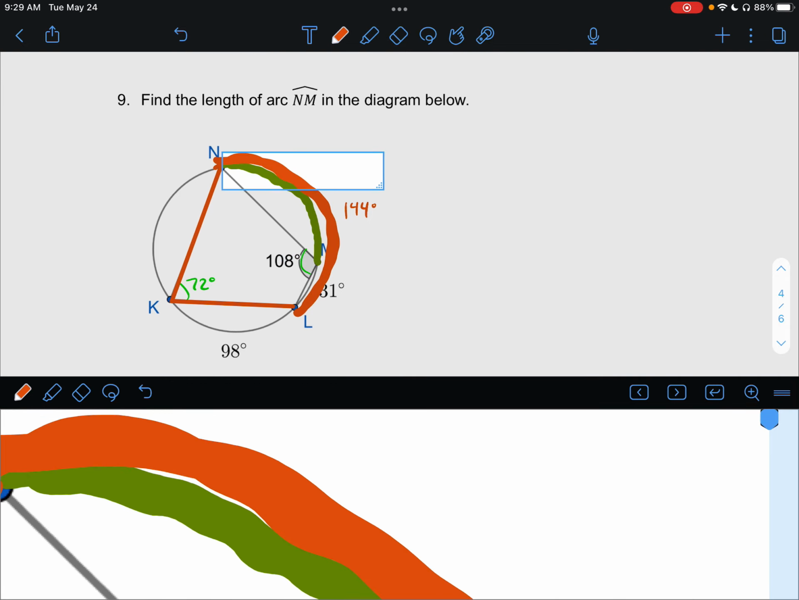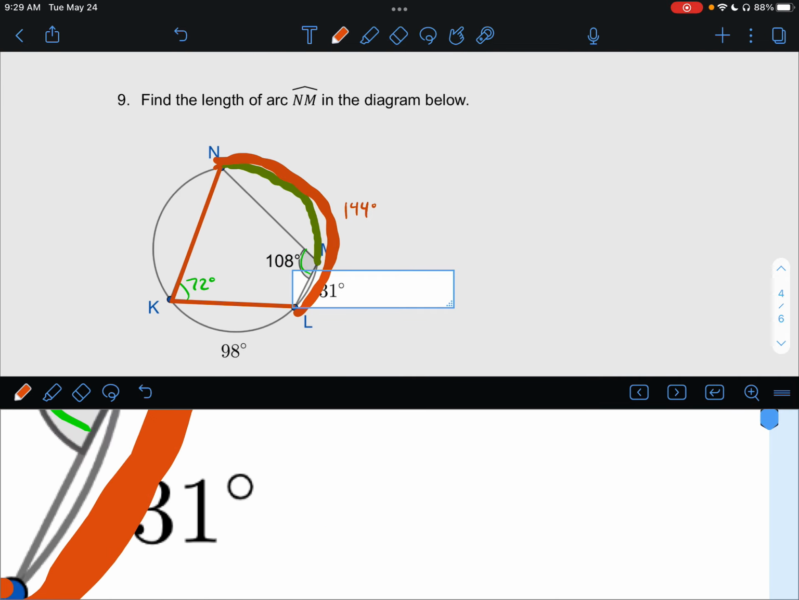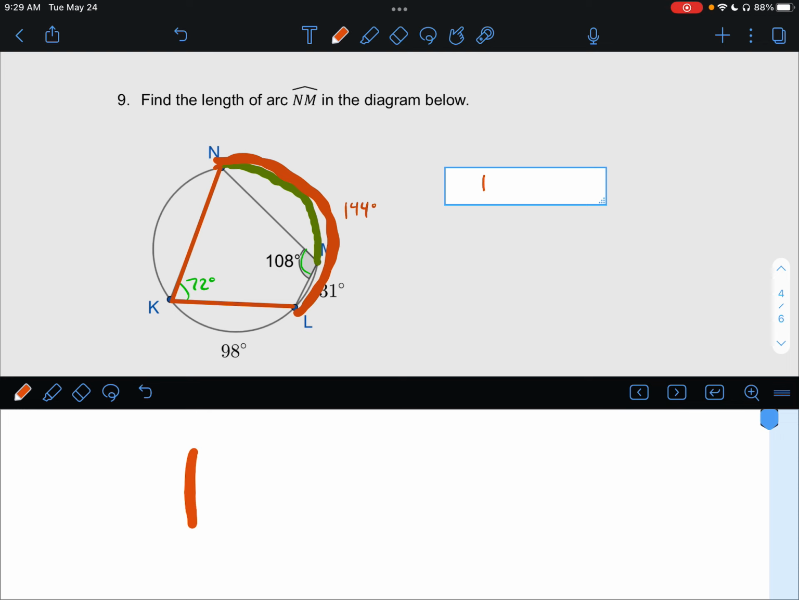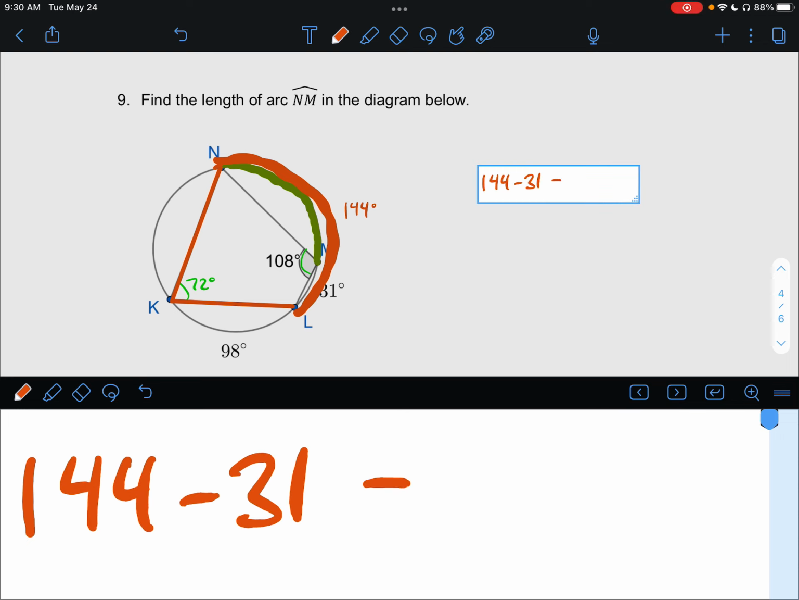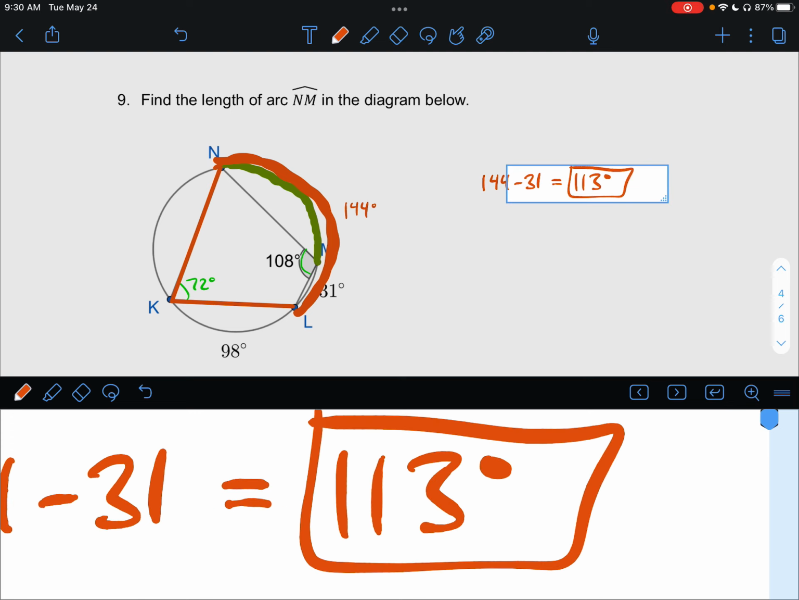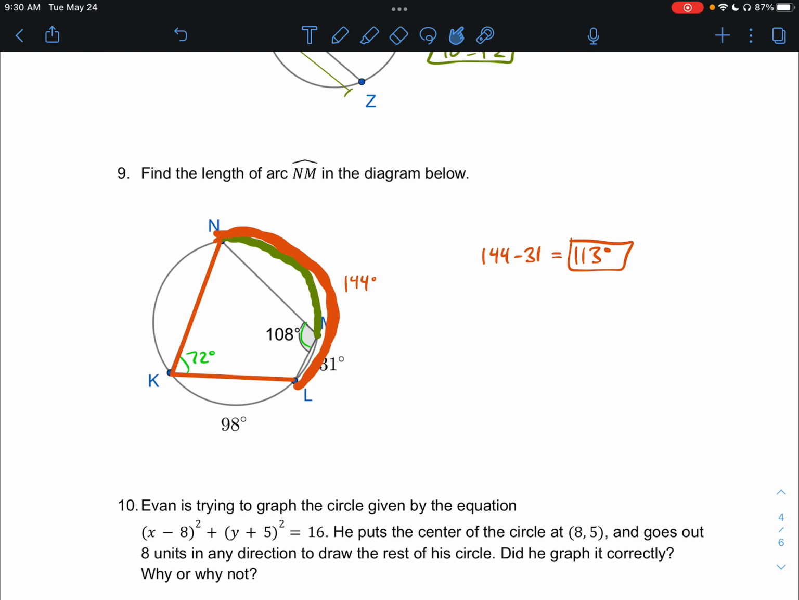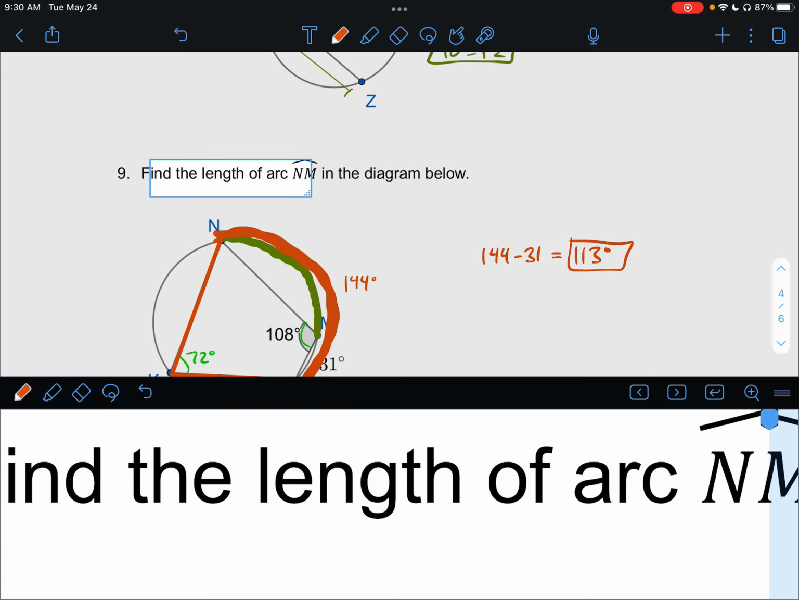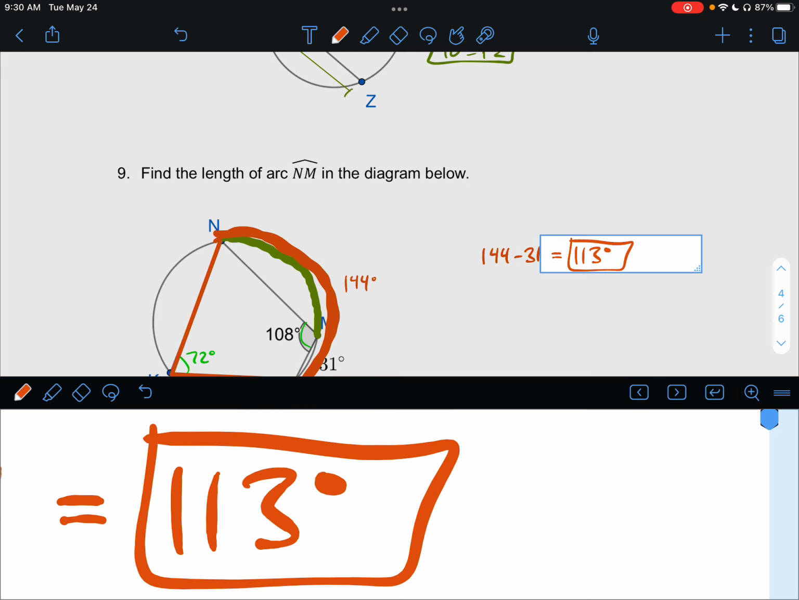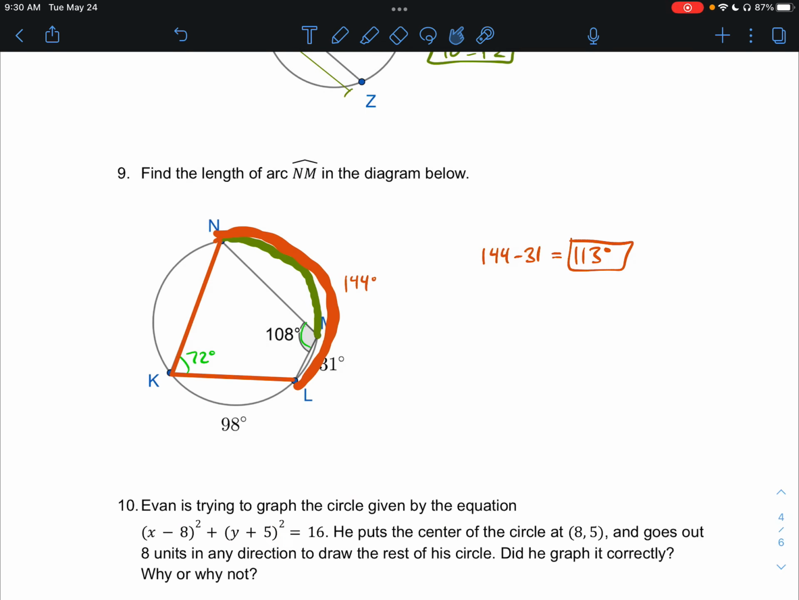And I just need to find this green part now. So I just need to subtract that 31. So 144 minus 31 is going to be 113 degrees as my answer. So the measure, or the length of arc NM, actually it should say measure, not length. So I need to go back and fix that, but it is 113 degrees.